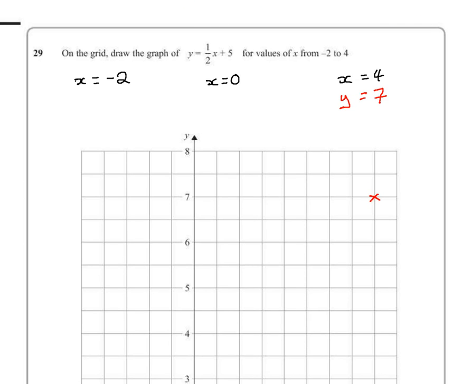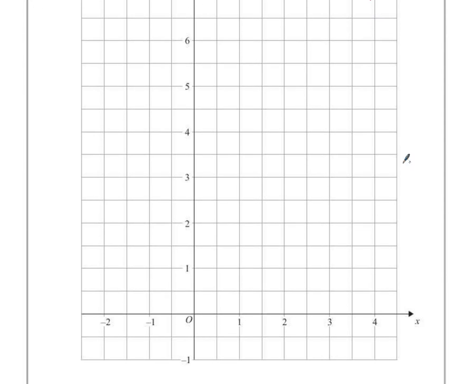For the beginning point, where the graph starts, at negative 2, again we just substitute in our value of x into the equation. Half of x, well, half of negative 2 is negative 1. Negative 1 add 5 is 4. So here's our second point, negative 2, 4. So we go back to our axes, negative 2, 4. So we find negative 2 here, go up to the number 4, and put a small cross.